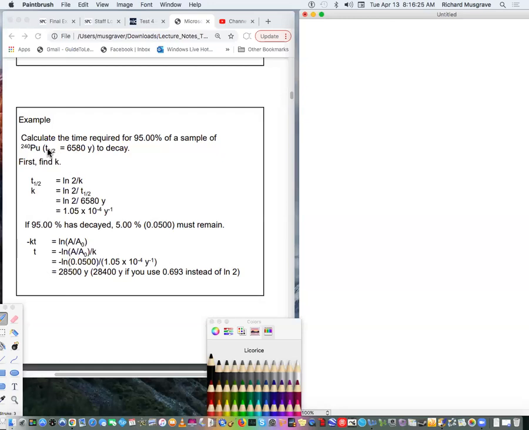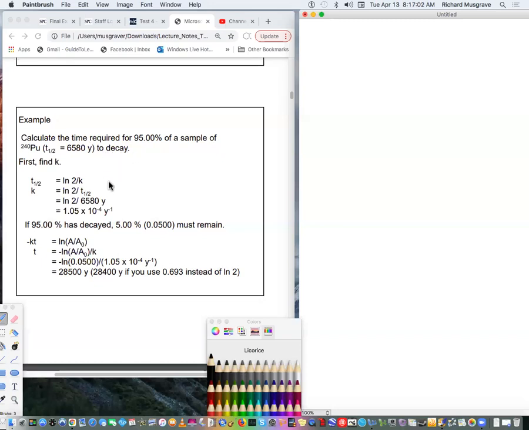So why does this make sense? Well, it makes sense because we know that the half-life is 6,580 years. That's how long it takes for 50% to decay. We expect that to get 95% to decay, it's going to take a whole lot longer than 6,580 years. And this is what we end up with. So 28,500 years for plutonium-240 to decay to 5% of what it was, or to decay 95%. So the wording here is very important. We need to be sure that we read this properly.